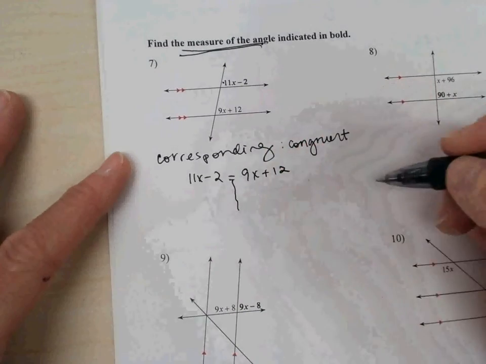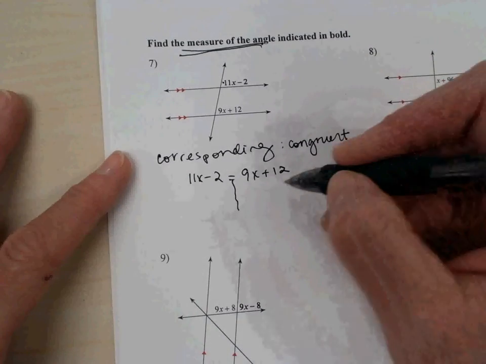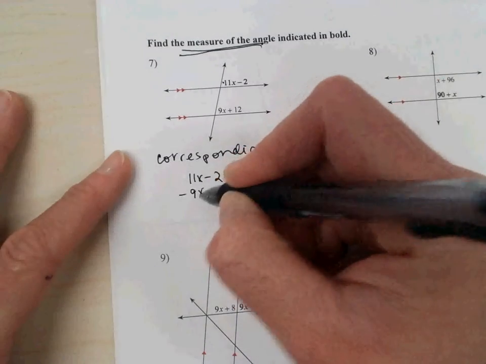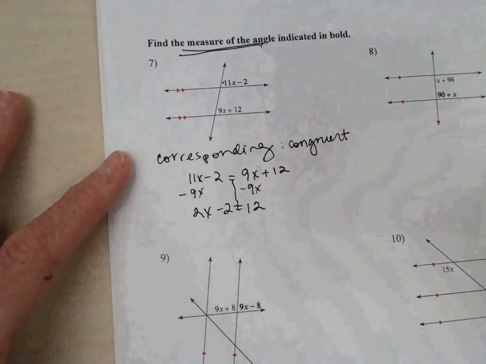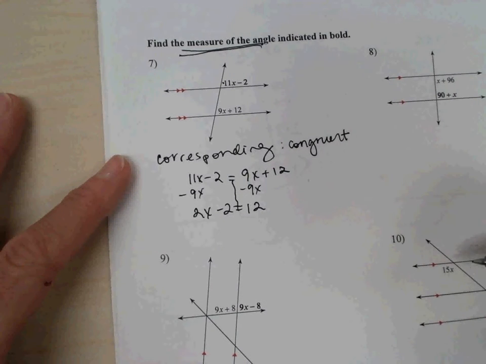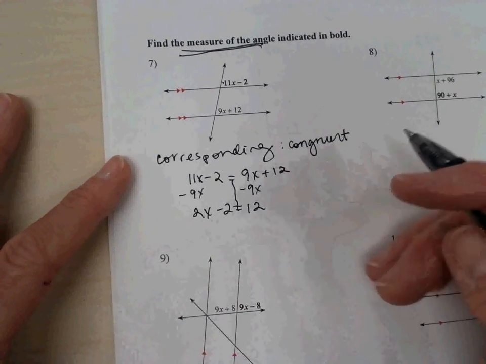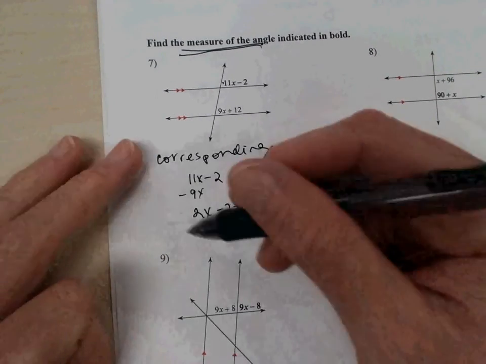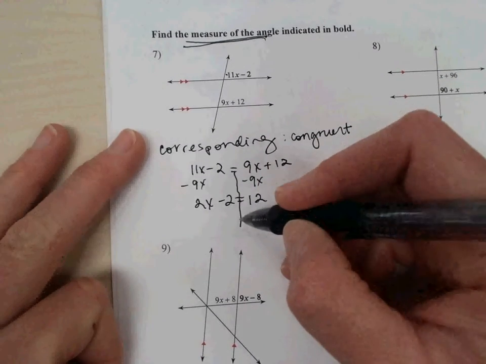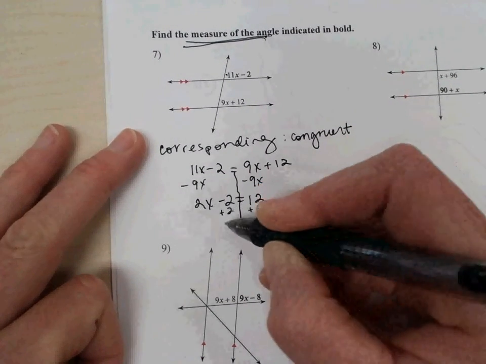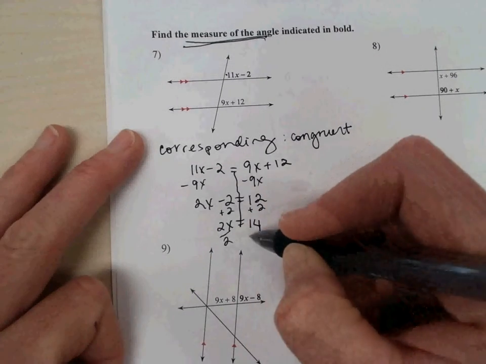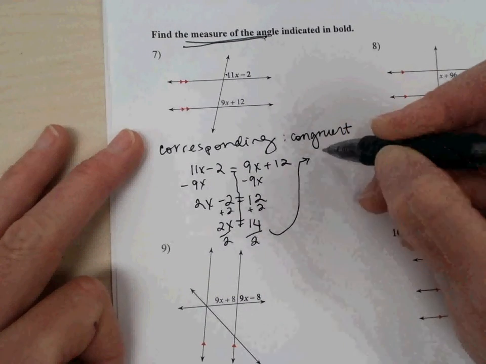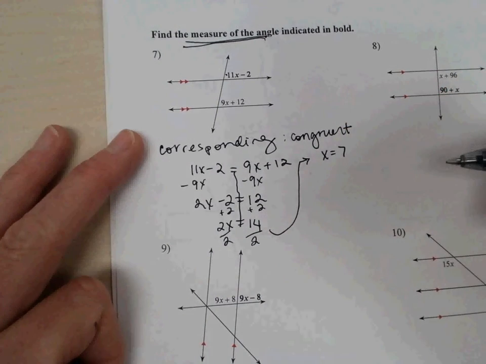I'll go ahead and solve this one. This one has variables on both sides, so we collect the variables on one side. Either side works. I typically try and make it work so that the x's are positive. That's why I subtracted the 9 from 11 rather than the 11 from the 9. But either one will work. Add 2 to both sides. 2x equals 14. Divide by 2. Running out of room. So x equals 7.